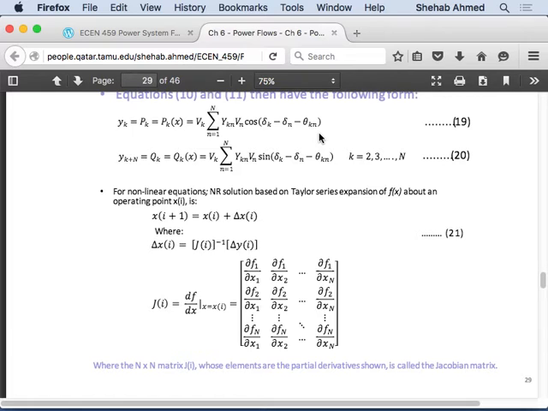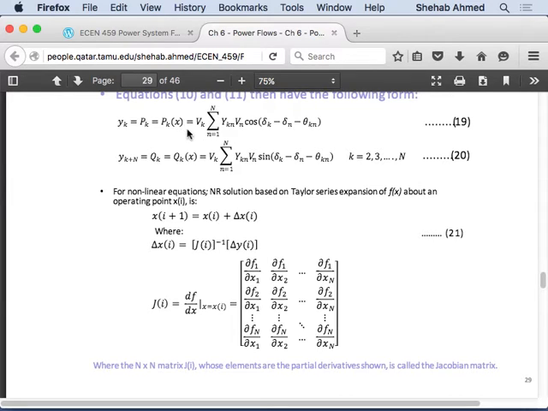Yes, ma'am. Why does the Jacobian matrix change every time? Because you are going to calculate a new delta. Good question. Isn't f of x supposed to be fixed? Or does it change? No, remember, f of x does not change every iteration, but you will have to plug in your values for v and delta every iteration, the ones you got from the previous iteration.